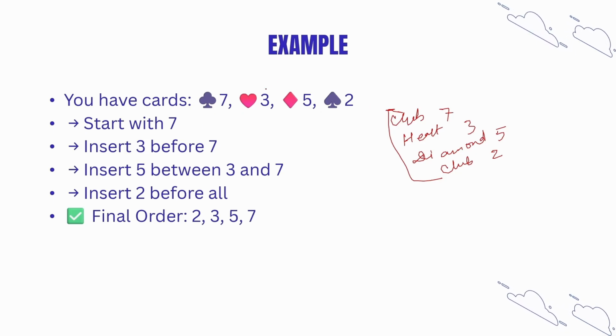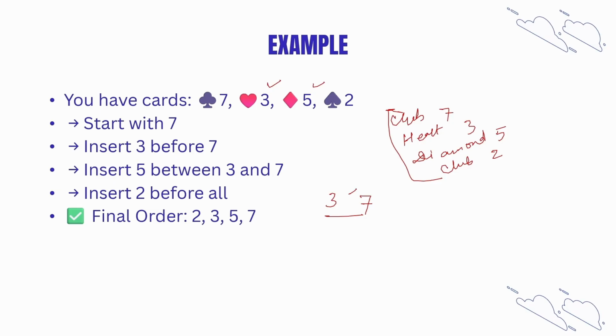Next we take 3. Now 3 is smaller than the card 7, so we place 3 before 7. So 3 will come here, 7 will come here. This much part is sorted. Next we take 5. Now we see that 5 is smaller than 7 but greater than 3.